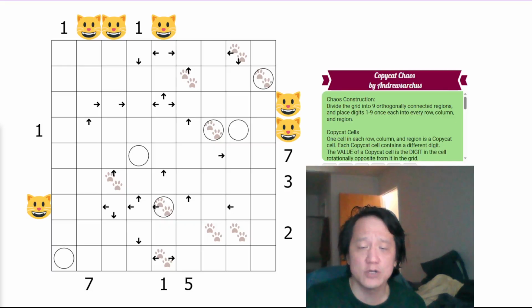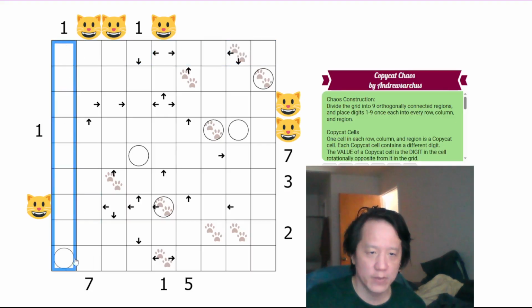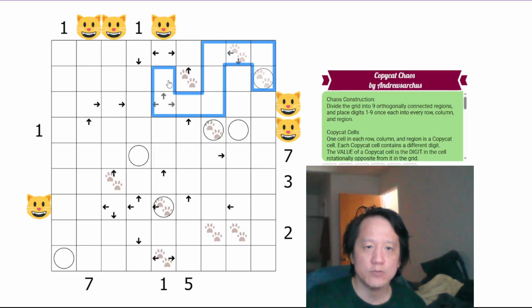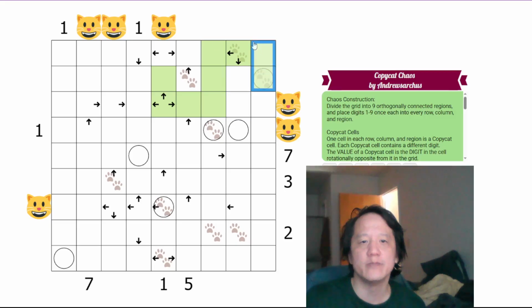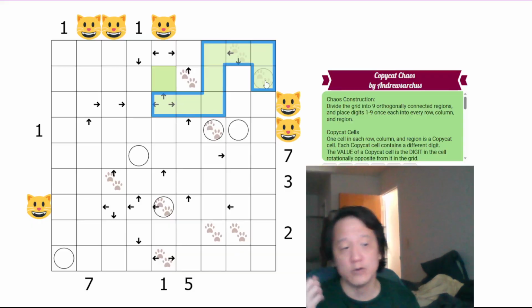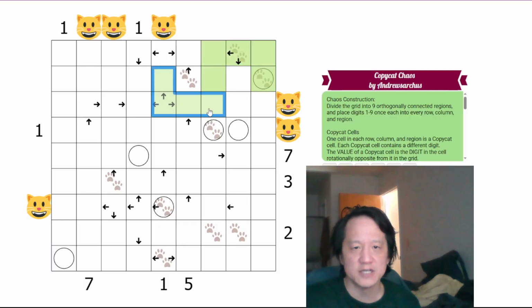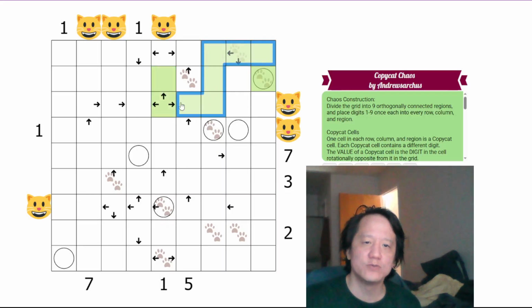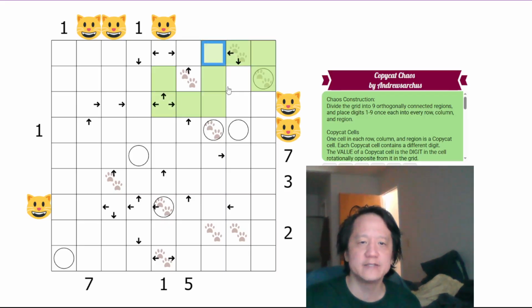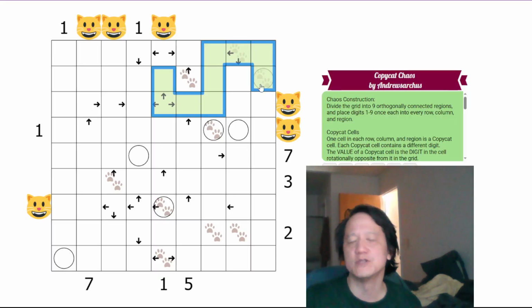We have chaos construction rules, where we need to divide the grid into 9 orthogonally connected regions and place the digits 1 through 9 once each in every row, column, and region. So what is an orthogonally connected region? It means you can go from any cell in that region to any other cell in that region just by going through edges, all while staying within the region. So this is an example of a valid orthogonally connected region, because you can go from any cell in that region to any other cell in that region just by going through edges while staying within the region.